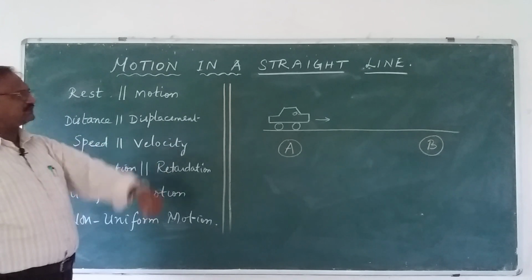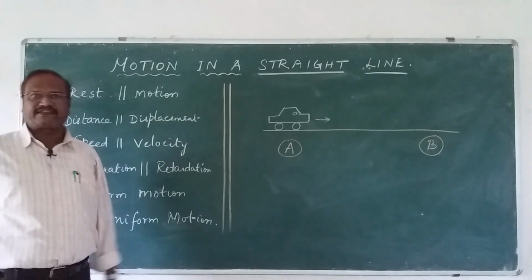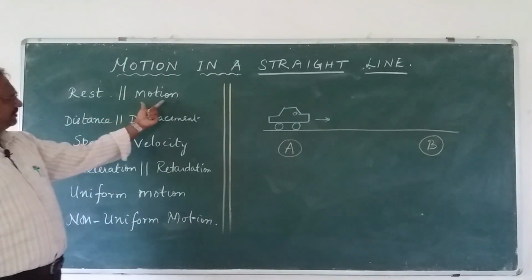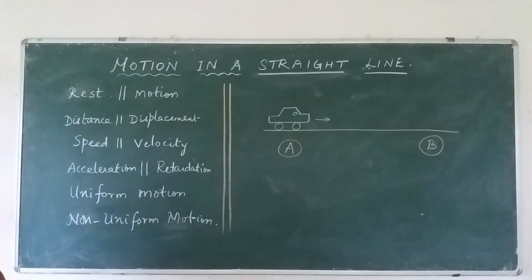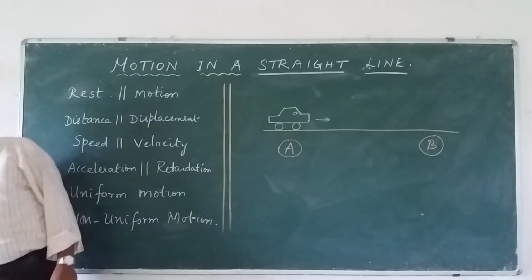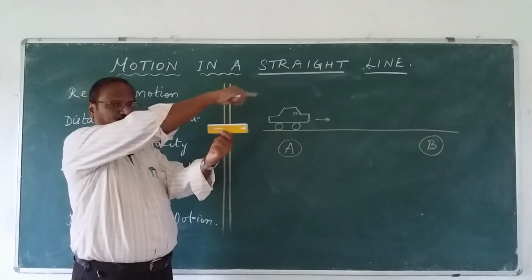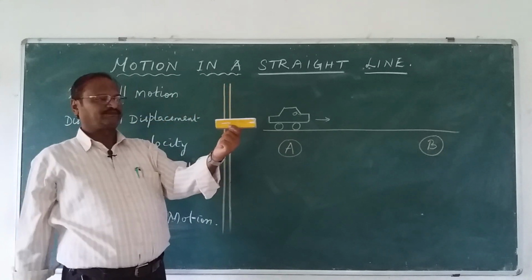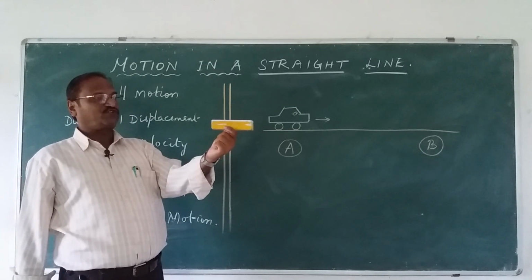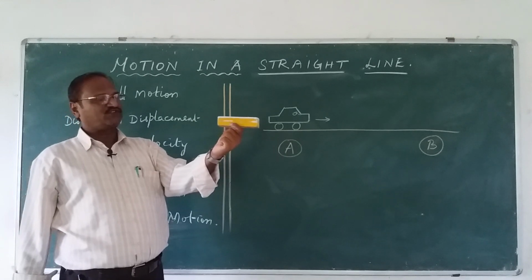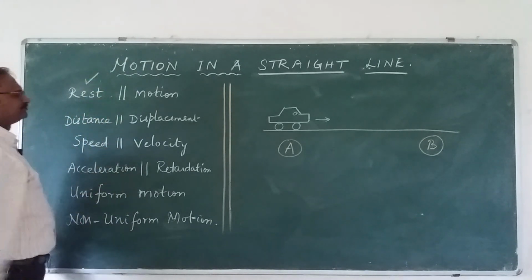Before going into the details of motion in a straight line, first let us define certain basic terms. What do you mean by motion? And what do you mean by rest? When I take a body, let us say this duster, if the duster does not change its position with respect to the surrounding, I am watching this duster, others are watching the duster, and it is not changing its position. When it does not change its position, the body is said to be at rest.